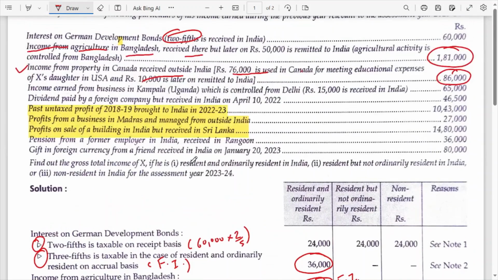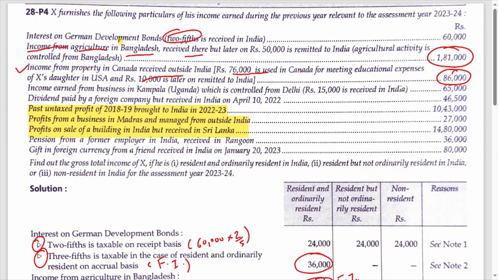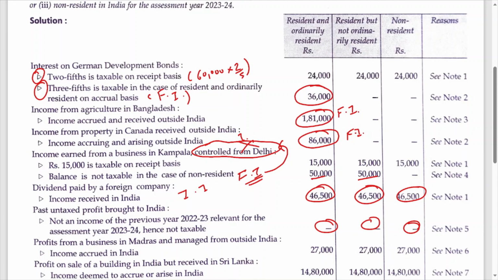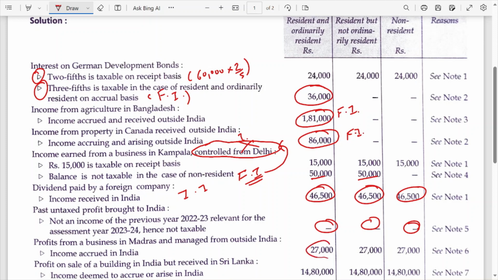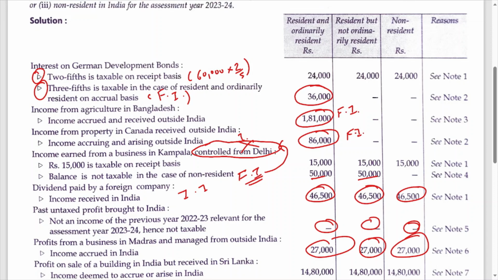Now next one, profit from a business in Madras and managed from outside India. So here profit is from business in Madras, that is Chennai. Now it is managed from outside India. This information will not decide whether it is a foreign income or Indian income. As the business is in Madras, it is a 100% Indian income, because the business is in India. So straight away we can say that profit from business in Madras and managed from outside India is income accrued in India, so it is an Indian income. As it is an Indian income, it is taxable in all three categories.